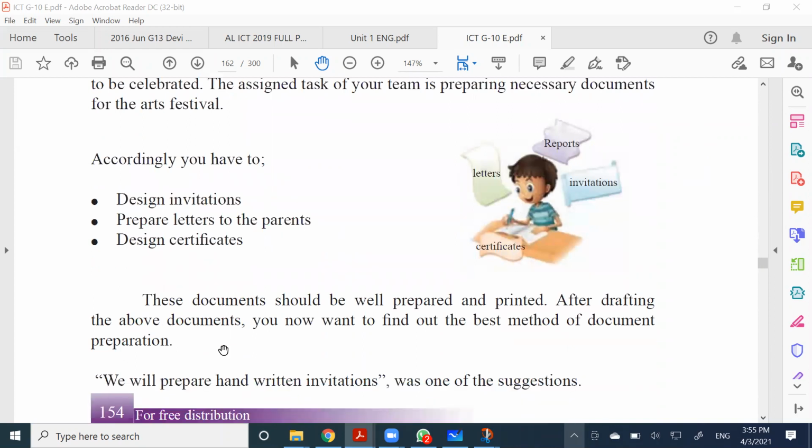If you are going to do this using color pencils and pens and all these things, it will take time, and there is a very big room for errors. So if something goes wrong, you have to do it from the beginning.